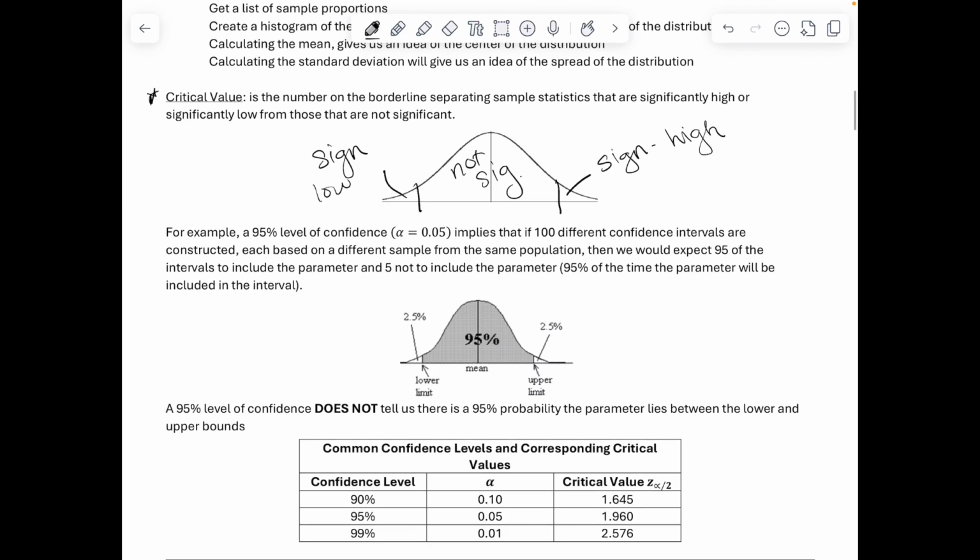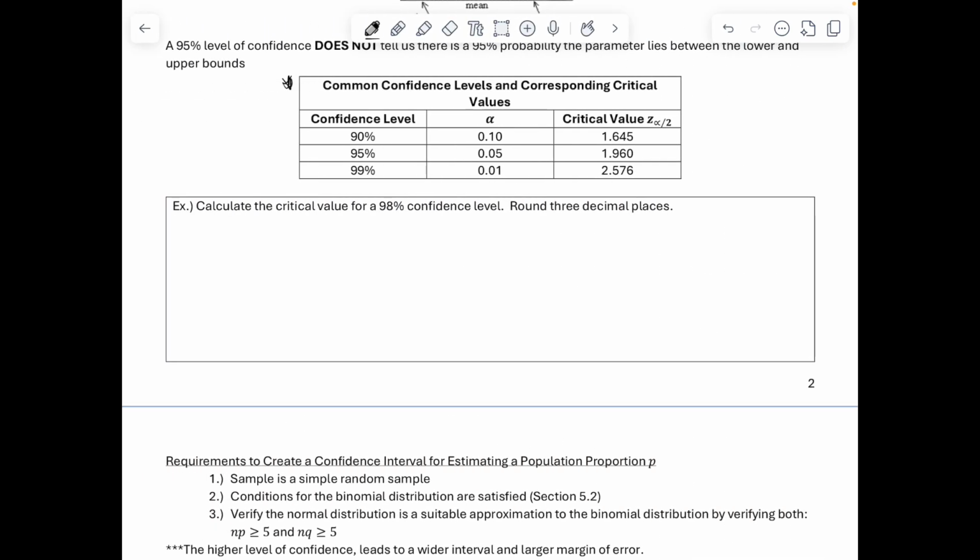And so right here we can see this, 95%. And you'll notice that right here we have these little 2.5s. To get this, you would do alpha divided by 2 because it gets split. So with confidence intervals, it's always going to be split, and alpha divided by 2 is just going to go in each of those little tails. A 95% level of confidence does not tell us that there is a 95% probability the parameter lies between the lower and the upper bounds. Right below, we have common confidence levels and corresponding critical values.